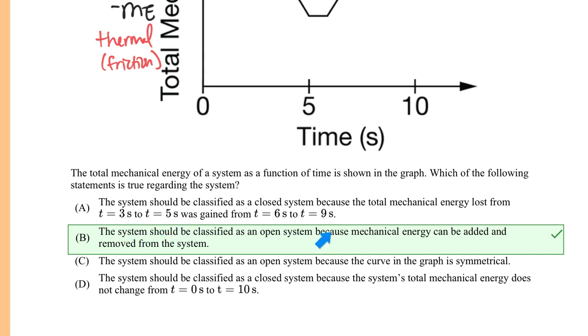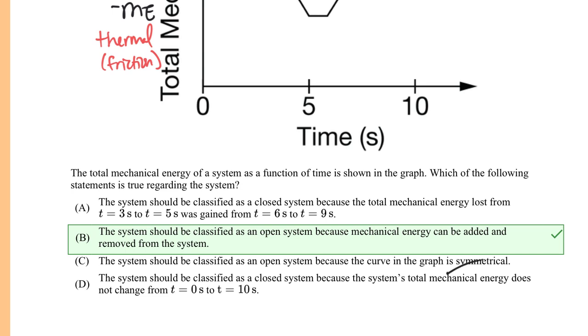The system should be classified as an open system because mechanical energy can be added and removed from the system. Letter A says the exact opposite. So that even though energy was gained and lost, and in the end we return back to our regular total mechanical energy, it doesn't matter. Energy was removed. Letter C, the system should be classified as an open system because the curve on the graph is symmetrical.